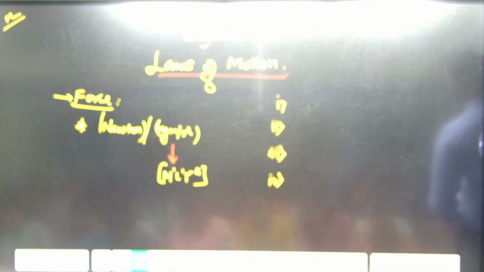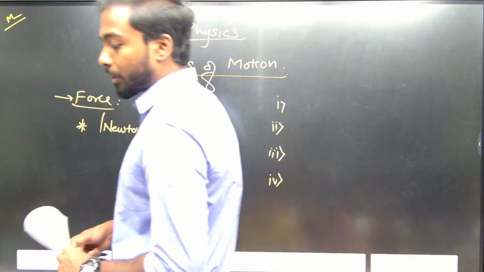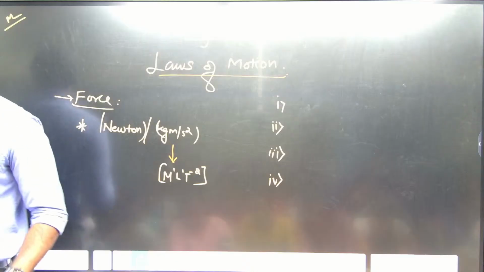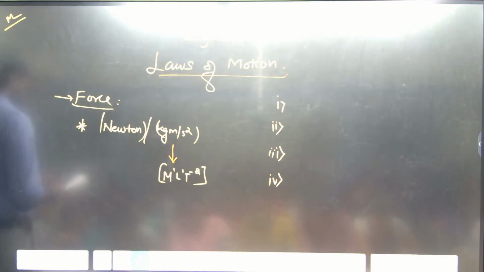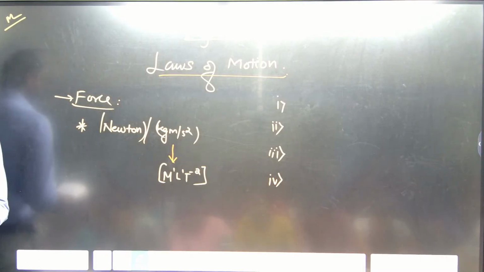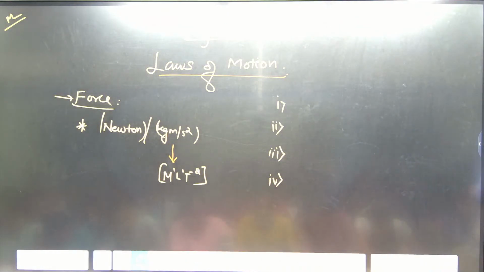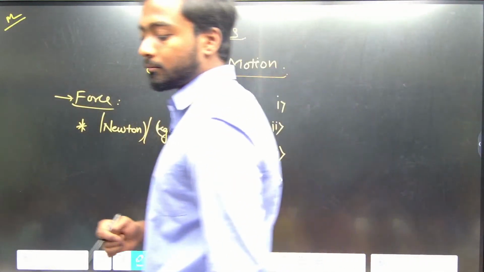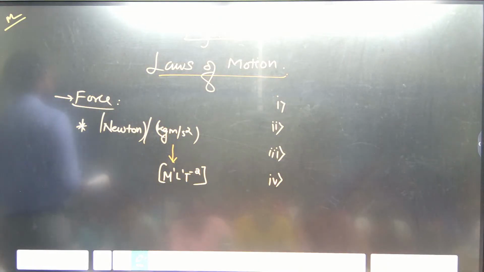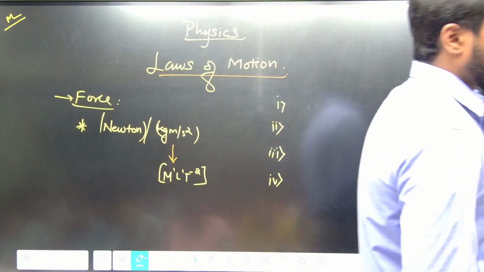Write down a note point. Force is an interaction between any two objects. Second point, if more than one force is acting, we can find the resultant force by using the law of vector addition.